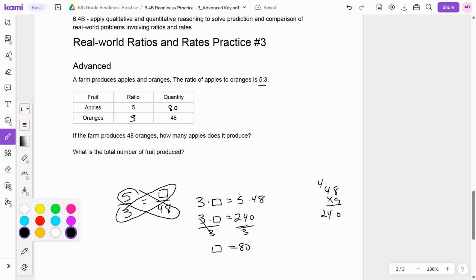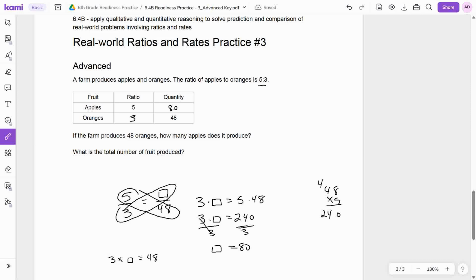There's another way to think about this if we don't want to do it like that. You can say 3 times what is going to get you 48, okay? And if we know that that equals 16, right, 16, 32, 48, then I can multiply 5 times that same thing, because they both need to be the same number, 16 over 16, right, to generate equivalent fractions. And guess what 5 times 16 gets me? 80. So either way, if the farm produces 48 oranges, to keep that ratio of 5 to 3 the same, we need to have 80 apples.